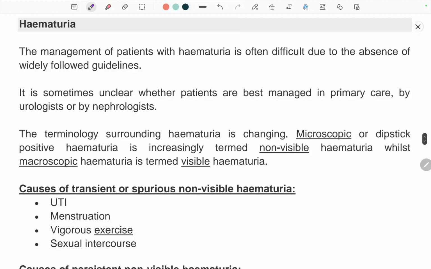Now, hematuria. Very commonly seen in daily practice. The management of patients with hematuria is often difficult due to the absence of widely followed guidelines. It is sometimes unclear whether patients are best managed by primary care, a urologist, or a nephrologist. The terminology surrounding hematuria is confusing. Microscopic or dipstick positive hematuria is increasingly termed non-visible hematuria, while macroscopic hematuria is termed visible hematuria.